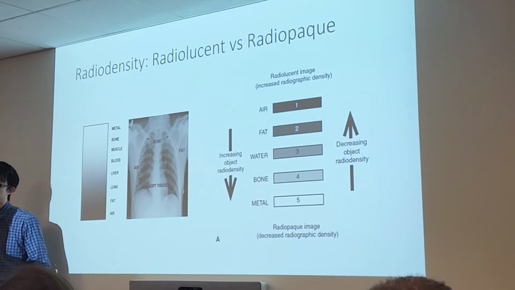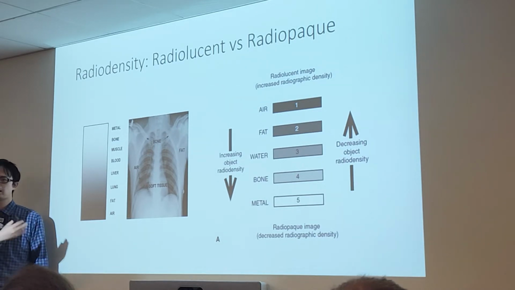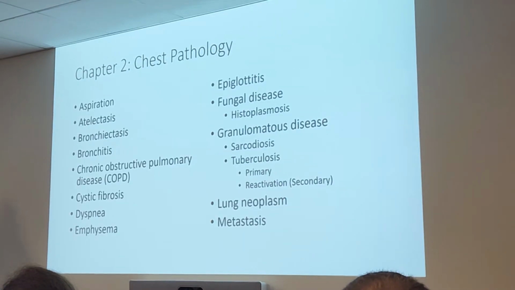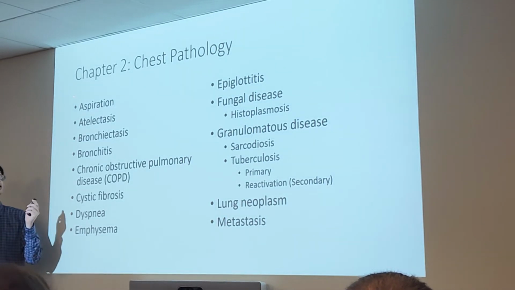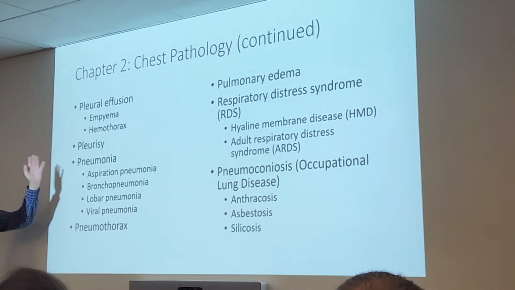Right, so we will see pathologies that affect the lungs. It makes the lungs look more radiopaque. It makes the lung look more radiolucent. And so it's important to be able to predict how that actually looks on the image. As you may have noticed, we have quite a few pathologies for this chapter. Aspiration, atelectasis, bronchostasis. I'm not going to read all these. You've already seen them in your homework.